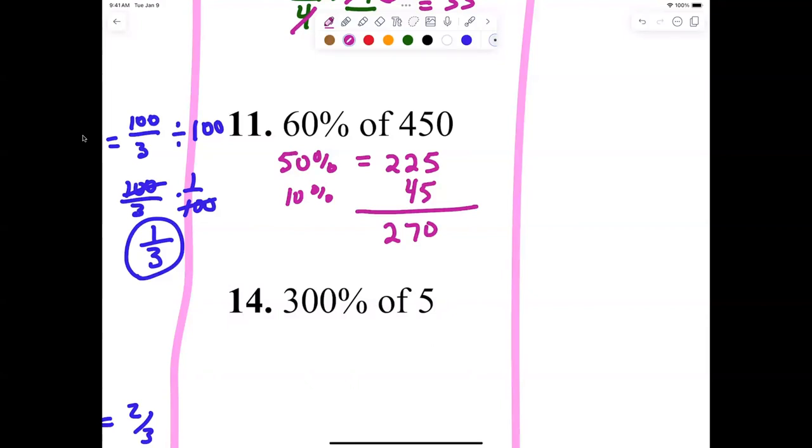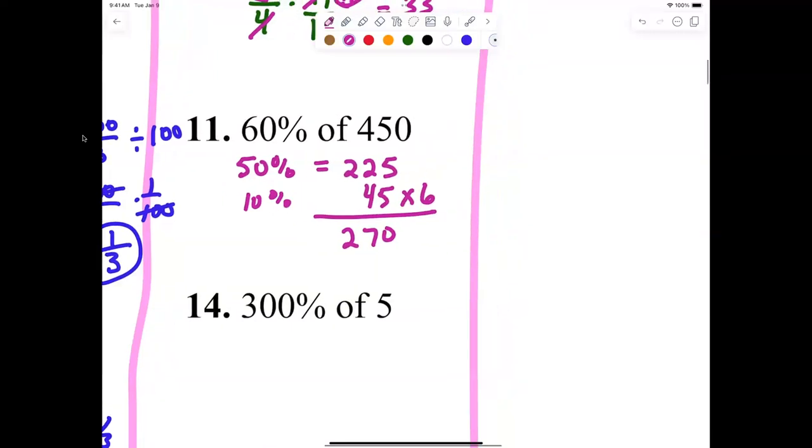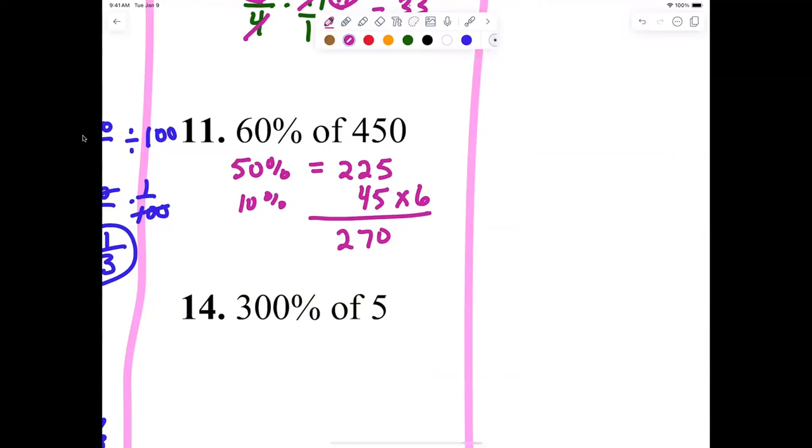Now you might say, I like 10%. 10% is 45, then multiply that by 6. 6 times 40 is 240. 6 times 5 is 30. 240 plus 30 is 270. I did 6/10, and I simplified that to get 3/5. Yes, and that's a nice way to do it. I'm really proud of you for telling me that. 60% is the same as the fraction 3/5. So you could say 450 divided by 5 is 90. 90 times 3 is 270. There's lots of ways to think.